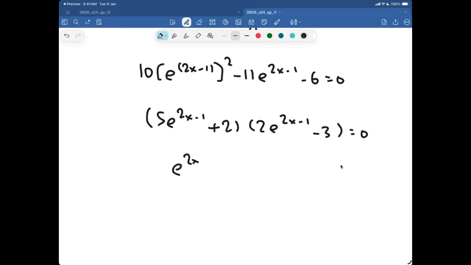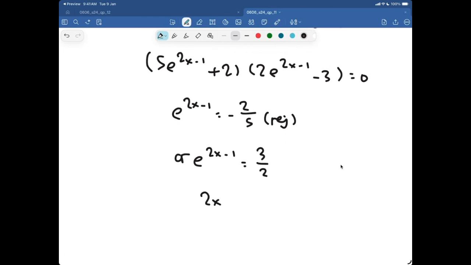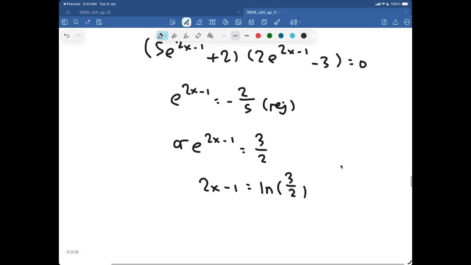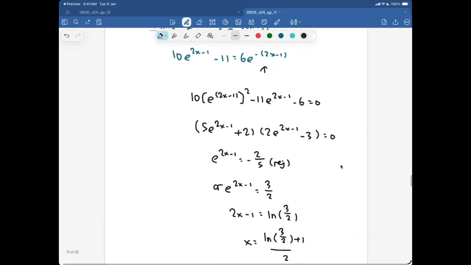So e to the 2x minus 1 is equal to negative 2 over 5. This is rejected because an exponential cannot be smaller or equal to 0. Or e to the 2x minus 1 is equal to 3 over 2. You have 2x minus 1 equals natural log of 3 over 2. So this gives you x equals natural log of 3 over 2 plus 1 over 2. So you only have one solution.